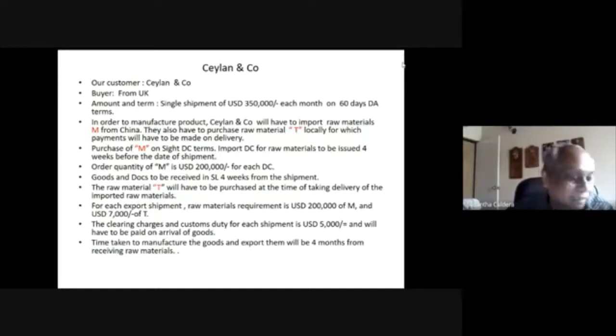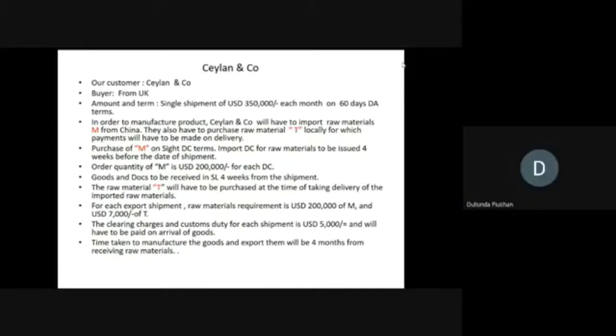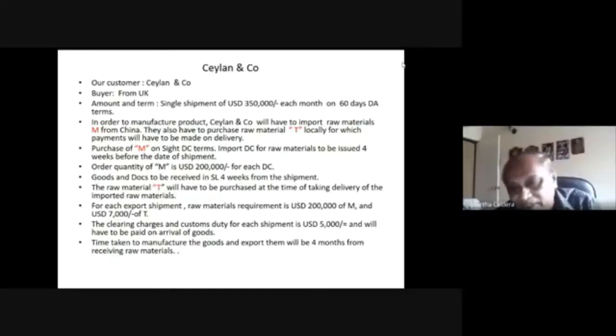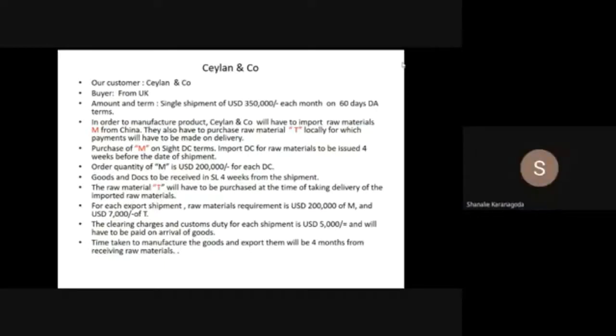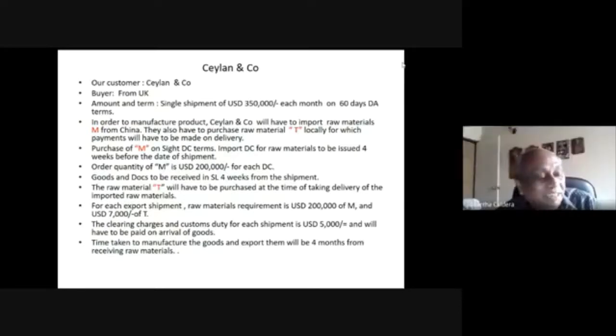Here the amount for each LC is US dollars 200,000, multiplied by how many times before we receive the export bill purchase? 5 times? 4 times. 4 months.